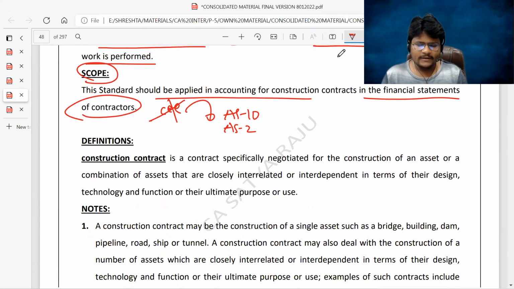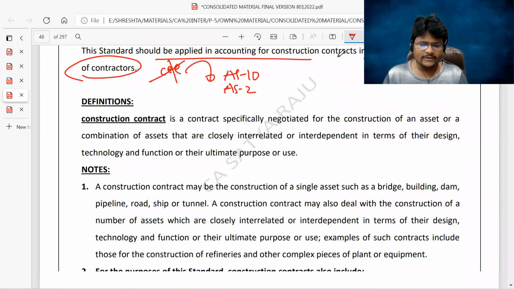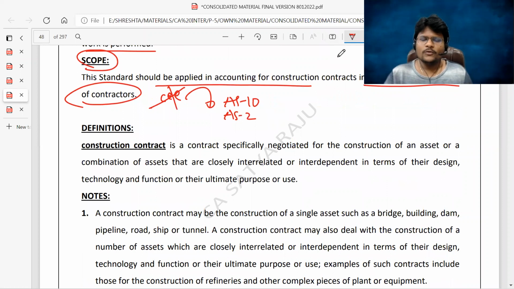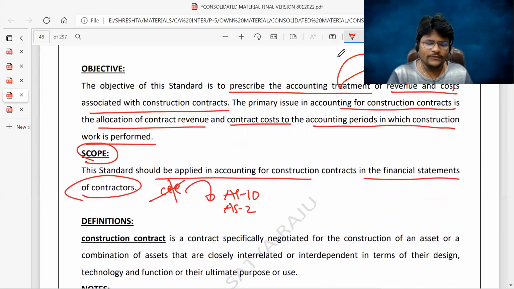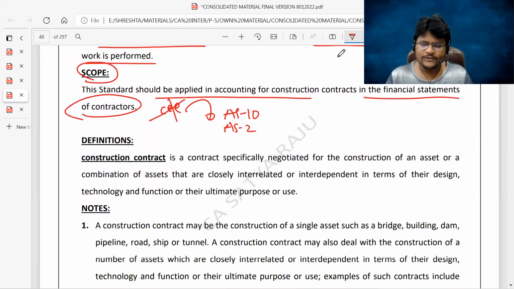Next, let us discuss the definitions, guys. The standard-setting procedure generally covers the objective, then scope, then definitions, then the remaining aspects: recognition, measurement, presentation, and disclosure. We have covered the objective and scope. Now we are at the definitions.